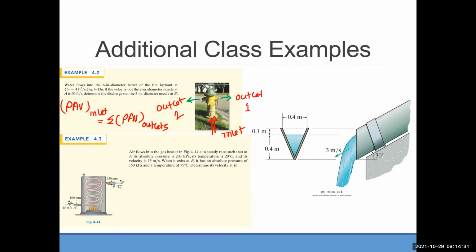Now, since the fluid here is water, the density of water at inlet should be equal to the density of water at outlet, right? So you can say here, only for this case. So after that, you can work on that. So that is the class example 4.2. Now for 4.3, what is the fluid type, gas or liquid?